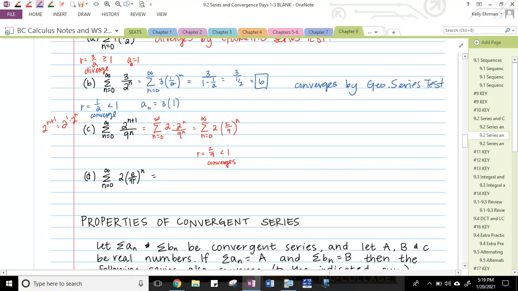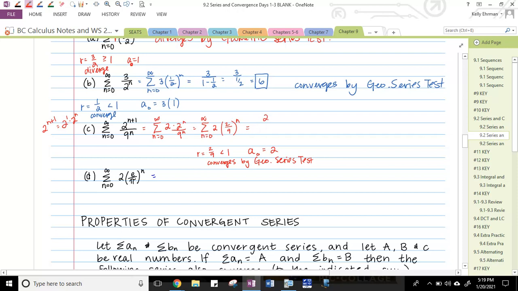So we just need to write them out. All right, so this converges by geometric series test, and I can also say what it converges to. Depending on the test, we won't always be able to say what it converges to, but this one we can. What does it converge to? Well, what is the first term? Plug in 0 for n. So 2 times 2/9 to 0 is 2.